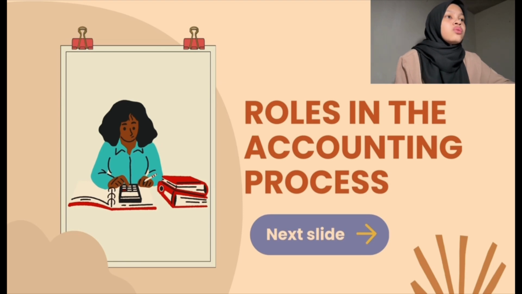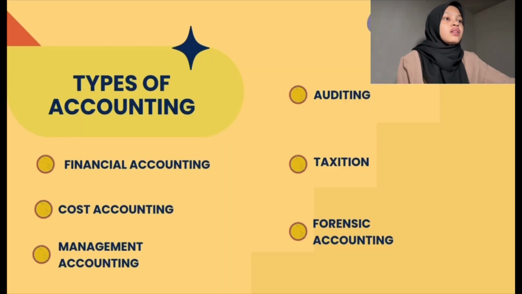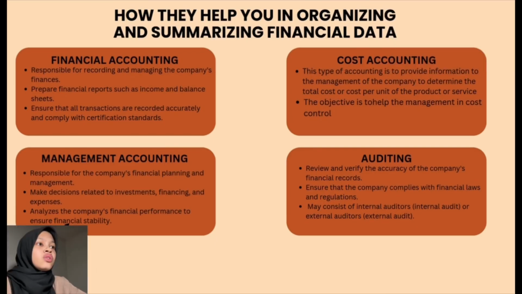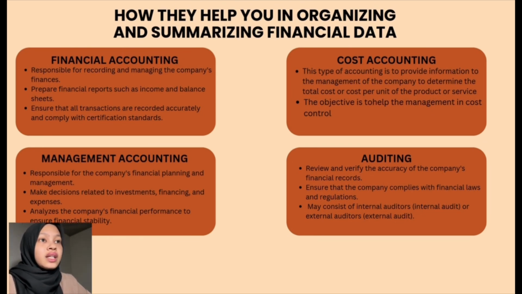So I will continue with the accounting process. The types of accounting that we have are financial accounting, cost accounting, management accounting, auditing, taxation, and forensic accounting. So how do they help in organizing and summarizing financial data? First is financial accounting. Financial accounting is responsible for recording and managing the company's finances. Second, they prepare financial reports such as the income statement and balance sheet. Third, they ensure that all transactions are recorded accurately and completely.